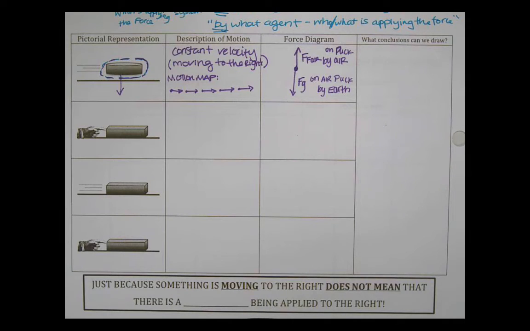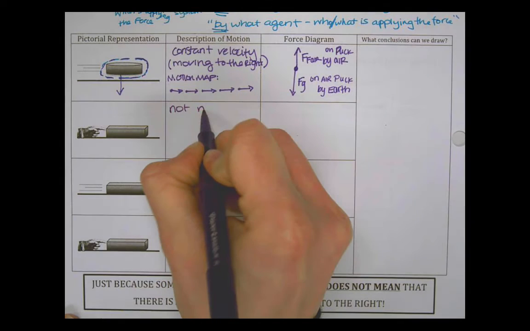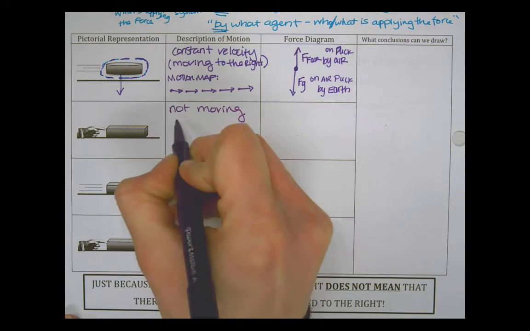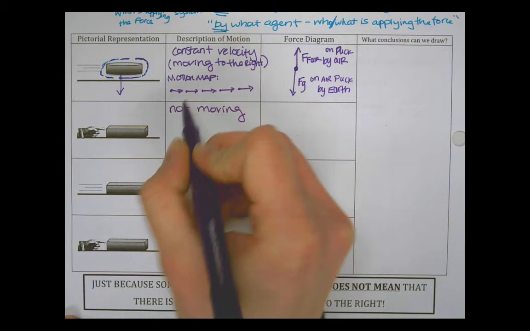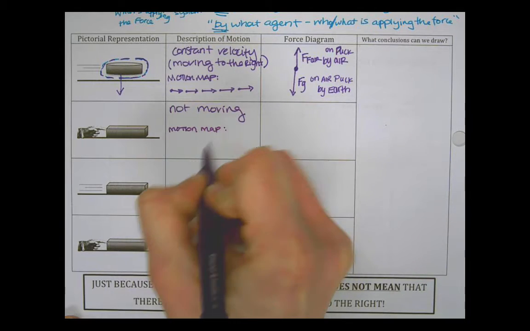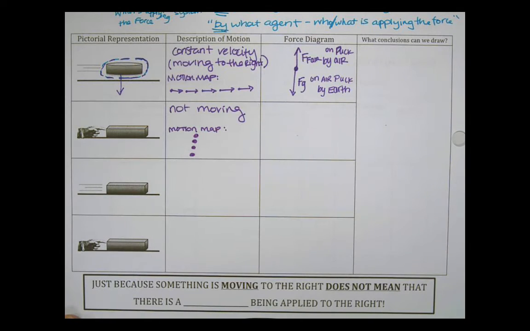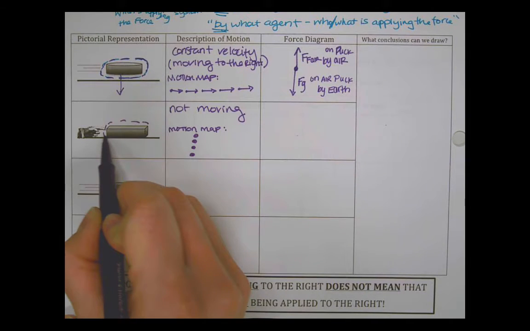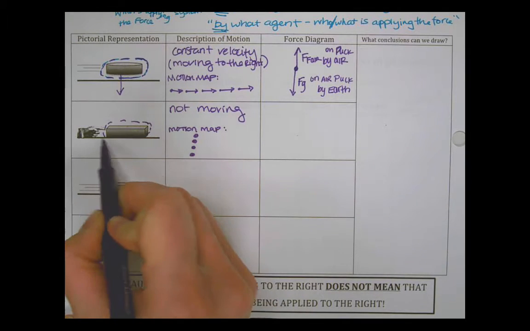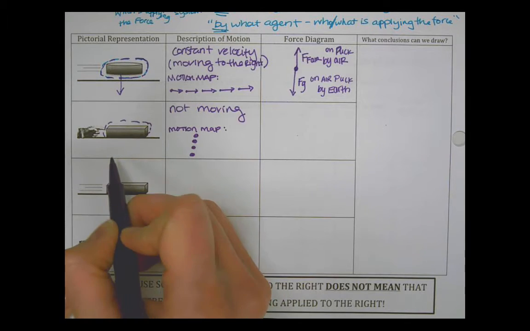All right, hopefully from that one we saw that the object, as much as I tried, was not moving. So there was no direction of motion. And the motion map would just show simply the object was stopped and stayed stopped for however many seconds we were talking about. Drawing a force diagram, we first want to identify our system, and then we're kind of looking for what forces act across that system boundary.